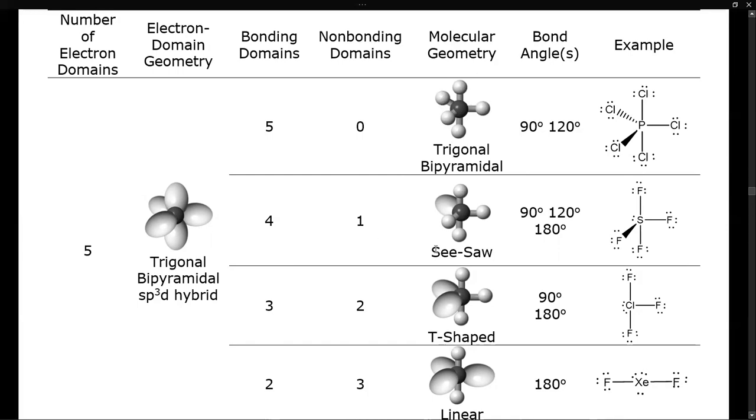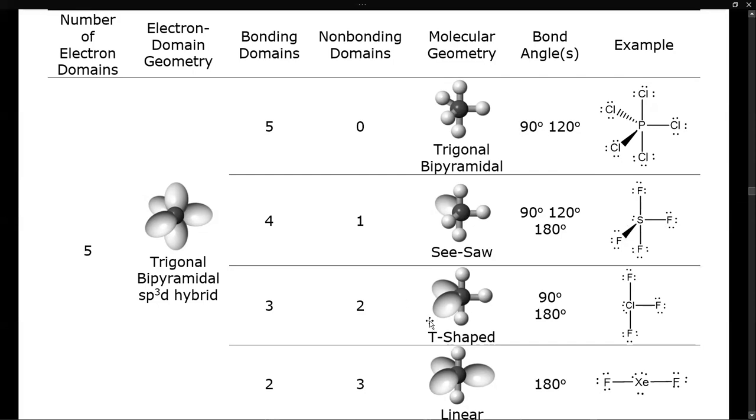4 and 1 is the seesaw. If you rotated that a little bit, where these two formed the wedge on the seesaw and these were the planks that you sat on, it would kind of look like a seesaw. You've got 90 still right here and here, and then 120 here, but then it's a 180 from top to bottom.